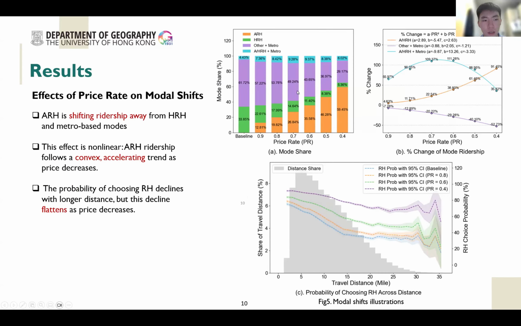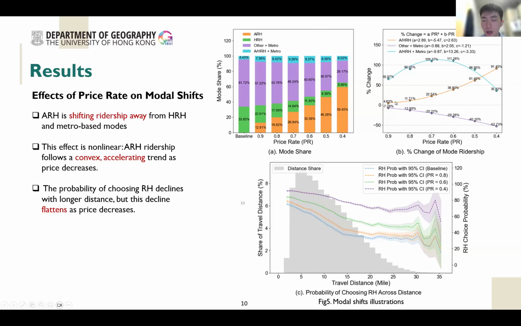This means that the ARH, the autonomous ride-hailing, is shifting ridership away from the human ride-hailing and also the metro-based modes. So it's taking the whole ridership. And from figure B, we also quantify this by fitting quadratic functions. We can see that this effect is actually not a linear shape.